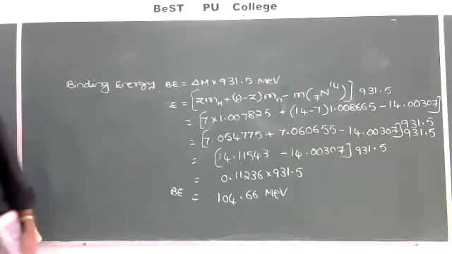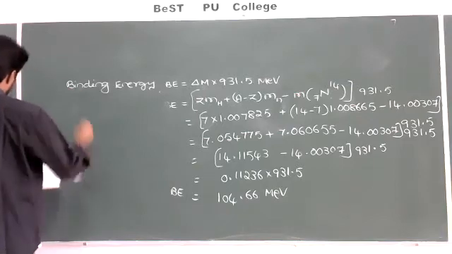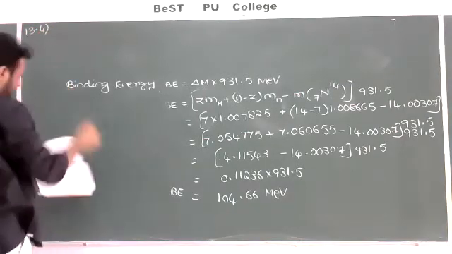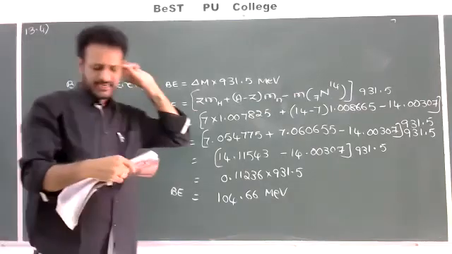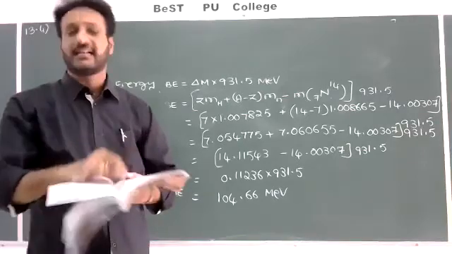Next question. 13.4, fourth problem. Obtain the binding energy of the nucleus iron.